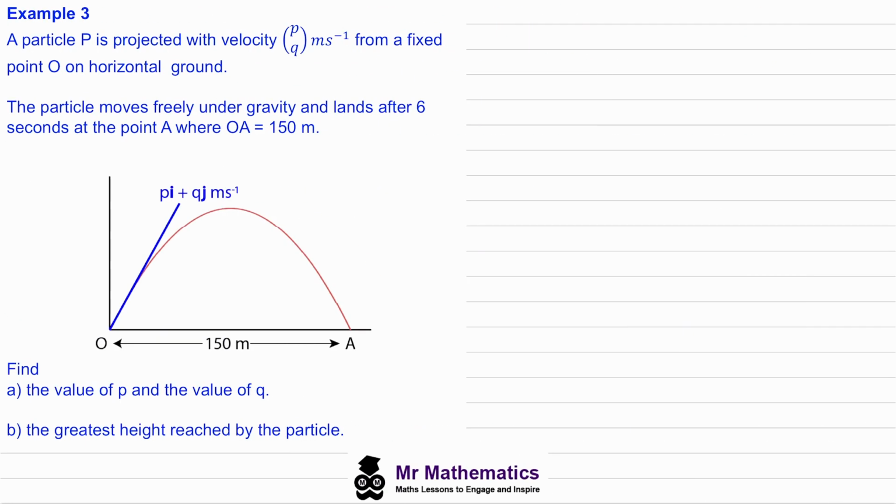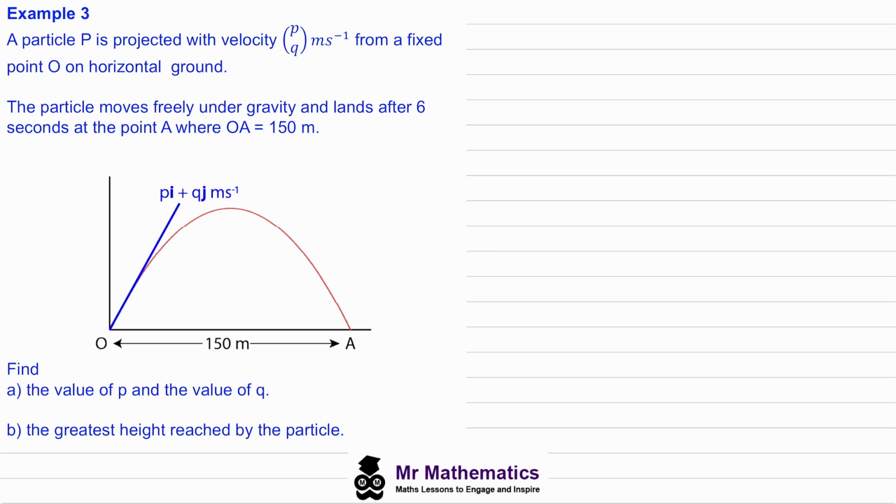Okay, so finally, in example 3, a particle P is projected with velocity PQ from a fixed point O on horizontal ground. The particle moves freely under gravity and lands after 6 seconds at point A, where OA is 150 meters. We've been asked to find the value of P and the value of Q, and then the greatest height reached by the particle. So perhaps you want to try this question yourself. You can pause the video, and when you come back, we'll go through the worked solution.